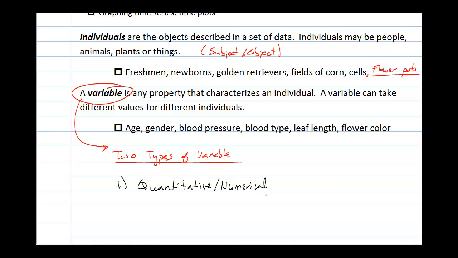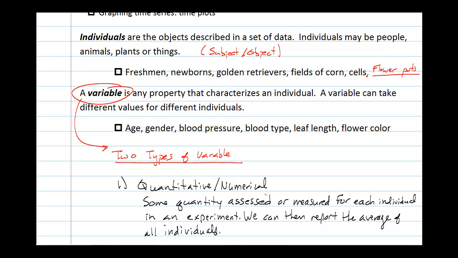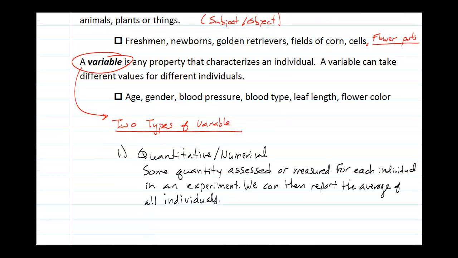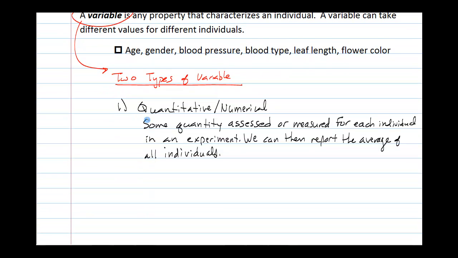Basically, a quantitative variable is some quantity assessed or measured for each individual. Then we can report the average of all individuals, for instance. So looking at that definition one more time, a quantitative or numerical variable is some quantity assessed or measured for each individual in an experiment. We can then report the average of all individuals.